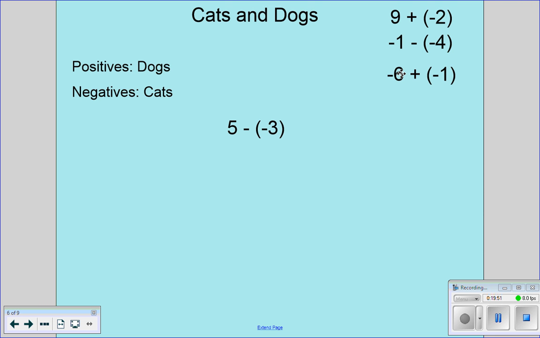So, what did you keep? You kept the 5. You probably changed the subtraction sign, and then you changed this, and I hope you got this. I hope that's what you got.